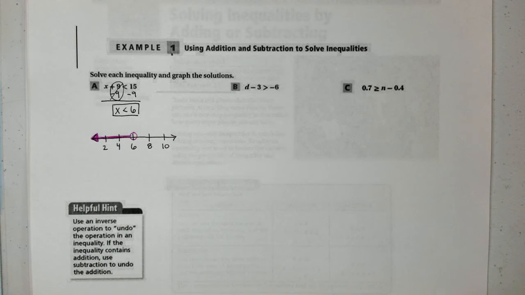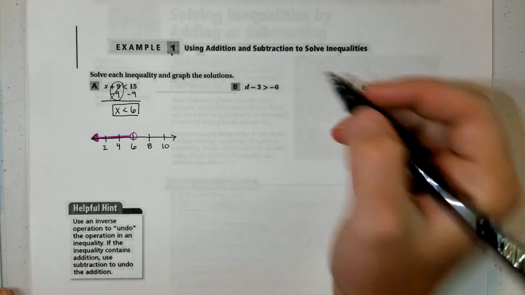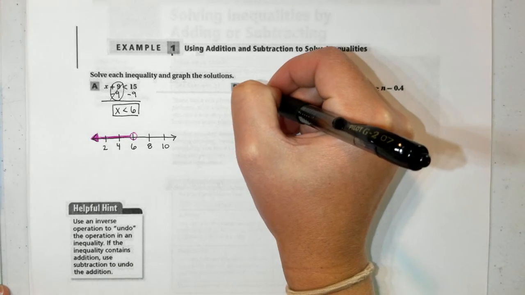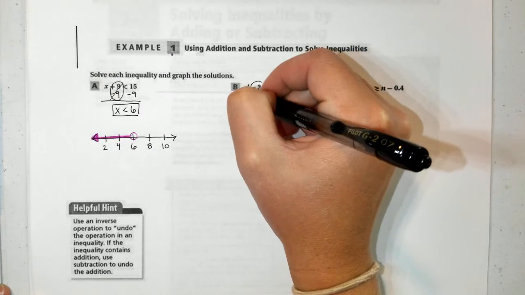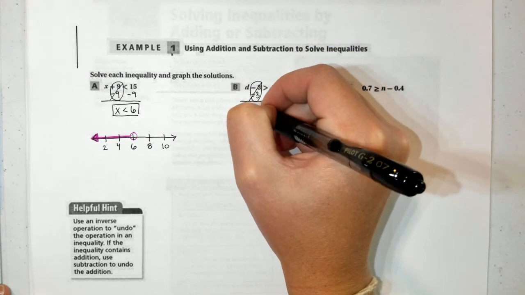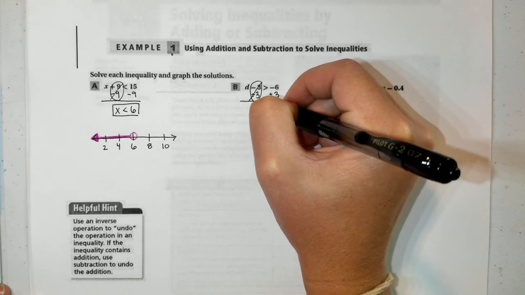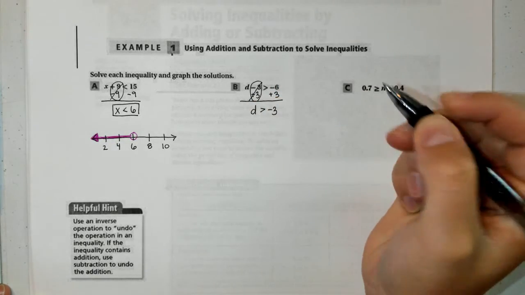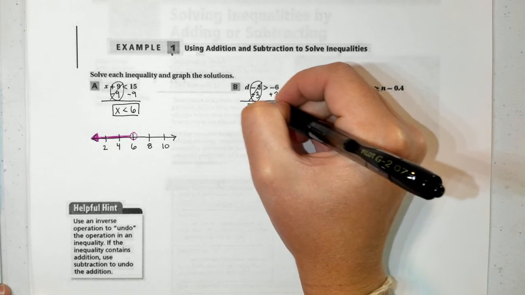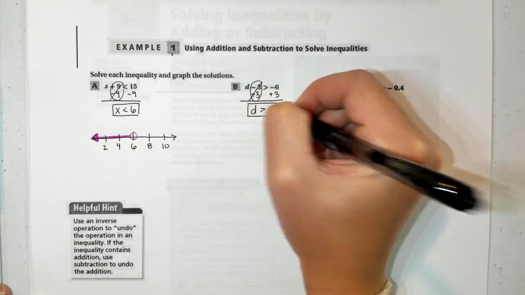For B, I have d minus 3 is greater than negative 6. I'm going to add 3 to both sides to get d by itself. Minus 3 plus 3 gives me 0, so I'm left with d. And then I have greater than. Negative 6 plus 3 gives me negative 3. So d is greater than negative 3.